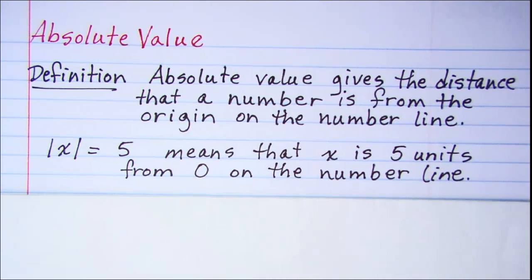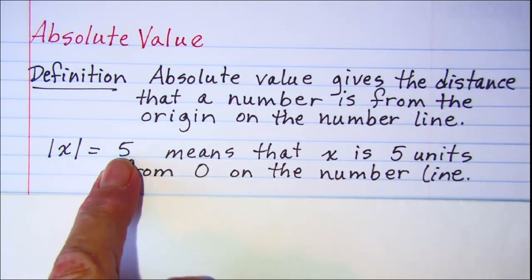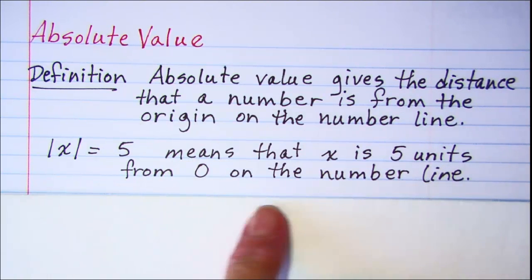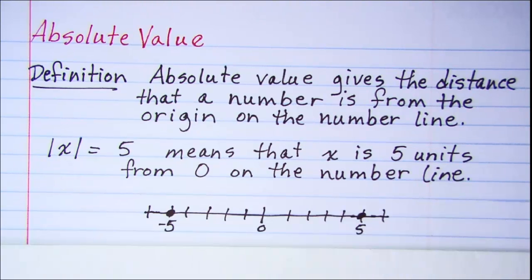The absolute value of x is equal to 5 means that x is 5 units from 0 on the number line. So if we look at that graph, that means that, of course, x can equal 5, but it also means that x can equal negative 5. So we'll always write two statements, except, of course, if absolute value of x equals 0, and then it's just 0. But to remove the absolute value bars, you always write the two statements.